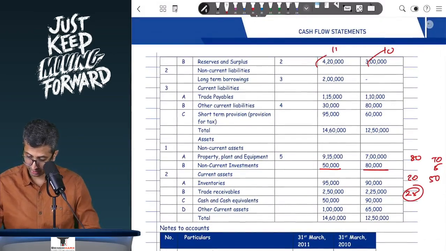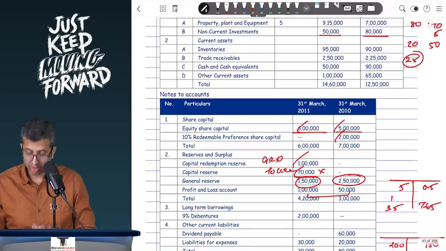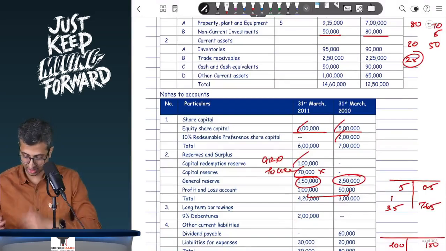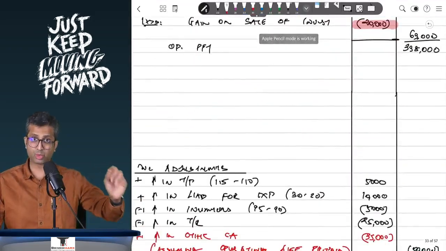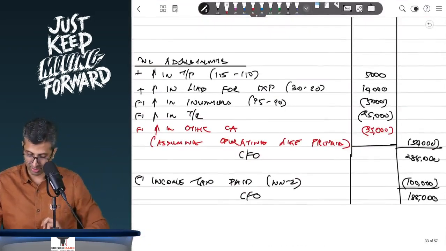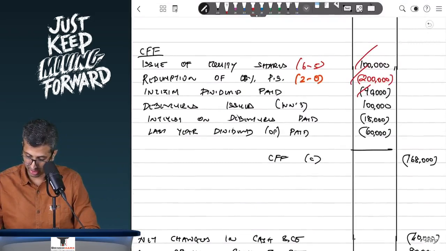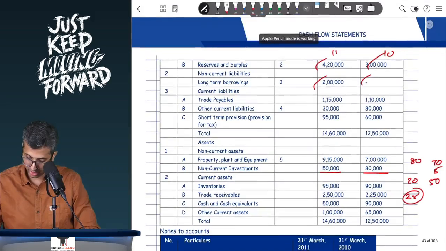Long term borrowings earlier was 0, now is 2 lakhs, but within that 1 lakh of debentures were issued for other than cash. So maybe the remaining 1 lakh were issued for cash. Remember, you were told that plant was issued by issuing 1 lakh worth of debentures. So जो remaining 1 lakh worth of debentures है वो यहाँ पे आएगा debentures issued 1 lakh. Okay, this is done.